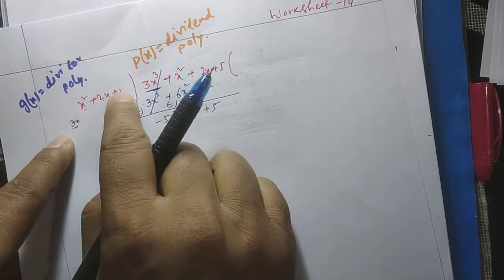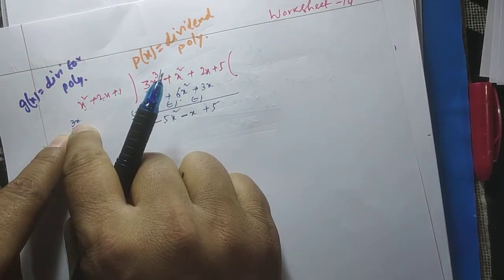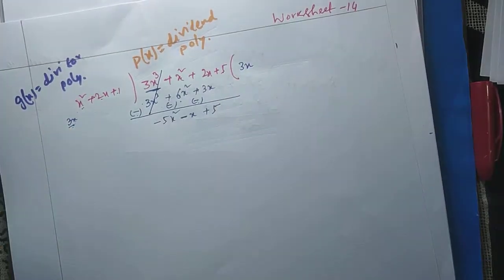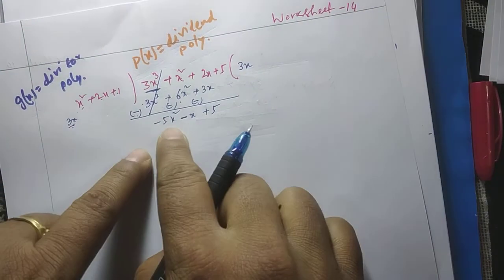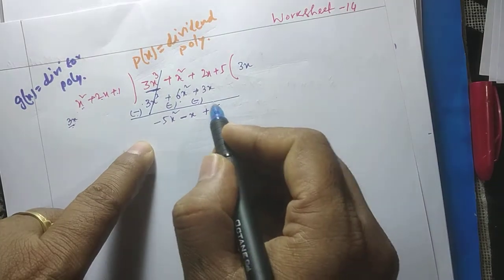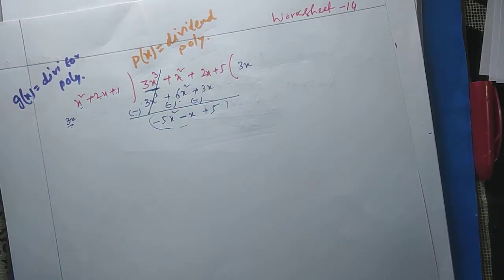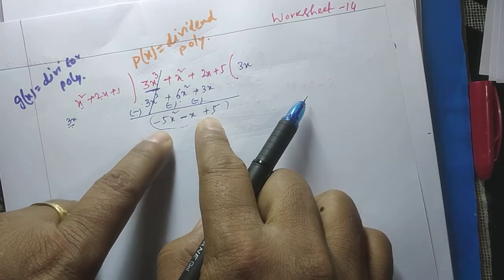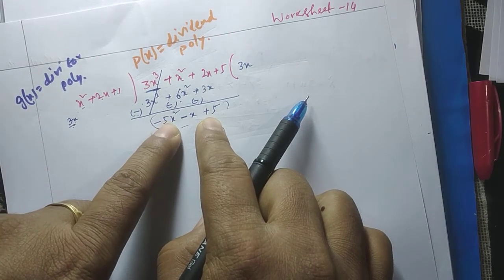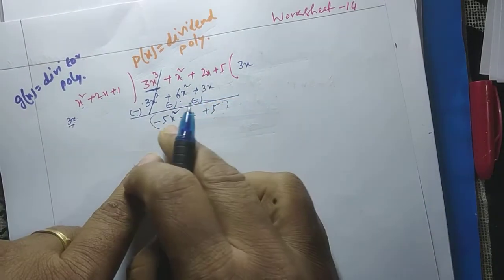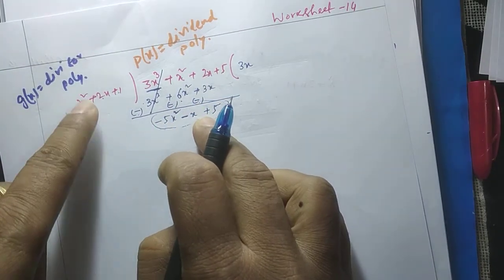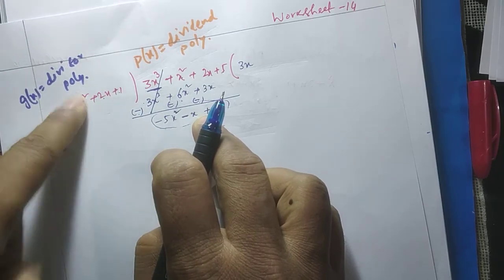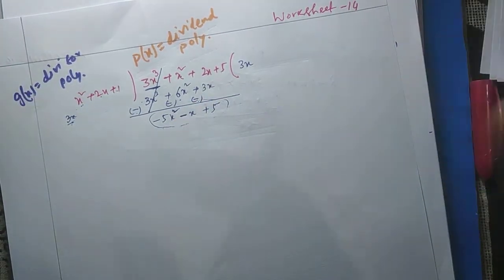Since we have multiplied this whole g(x) by 3x, you have to put this 3x in the quotient. Correct? Now look here. Ultimately we have got this polynomial. Now tell me, what is the degree of this polynomial? Degree means what is the maximum power of x here? 2. So it is a 2-degree polynomial. Also it is a 2-degree polynomial. Both are the same. That means again the division process will carry on.